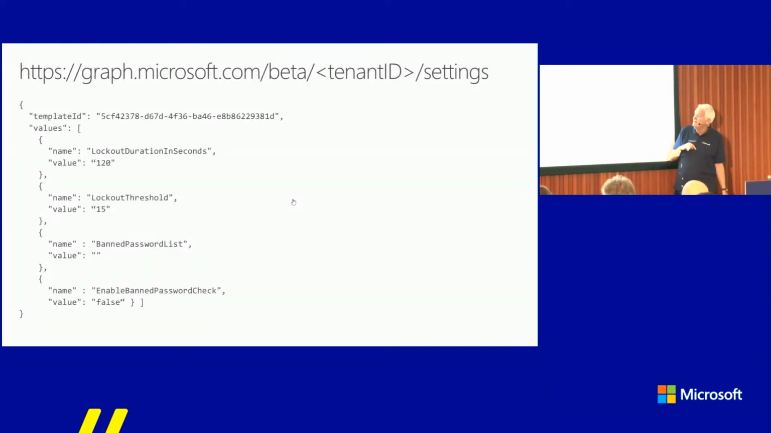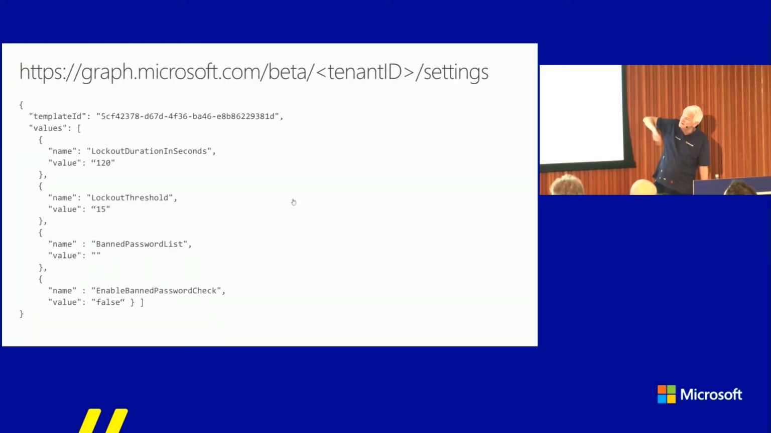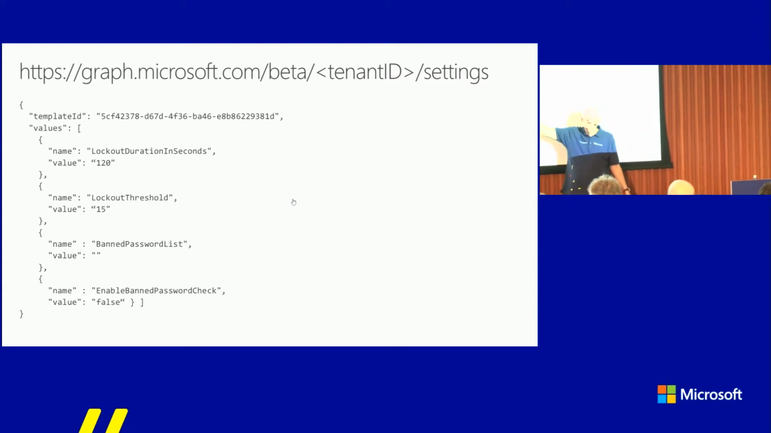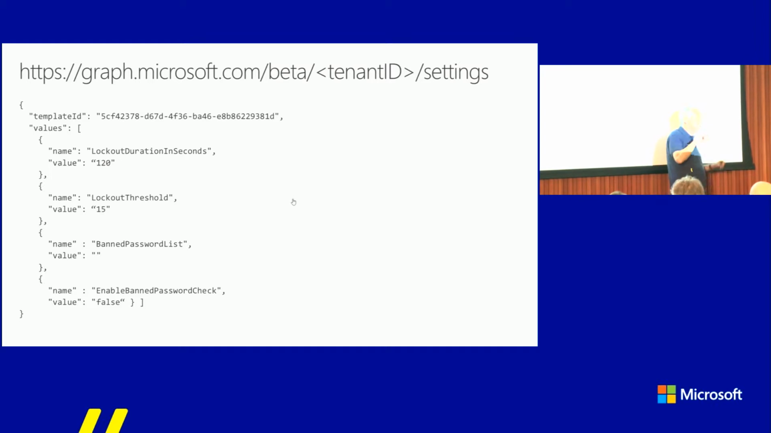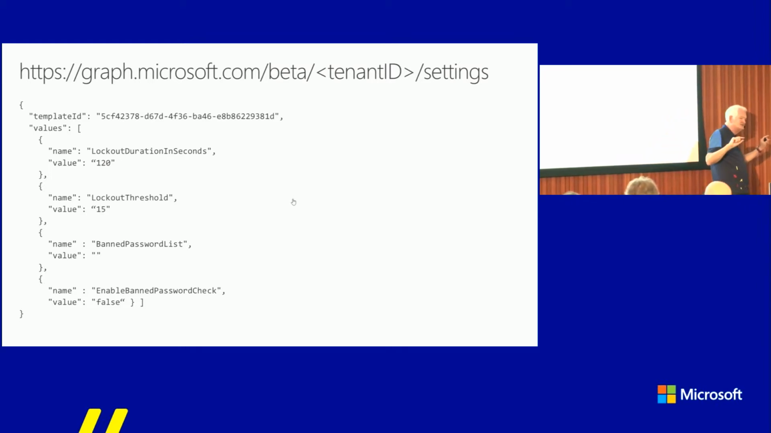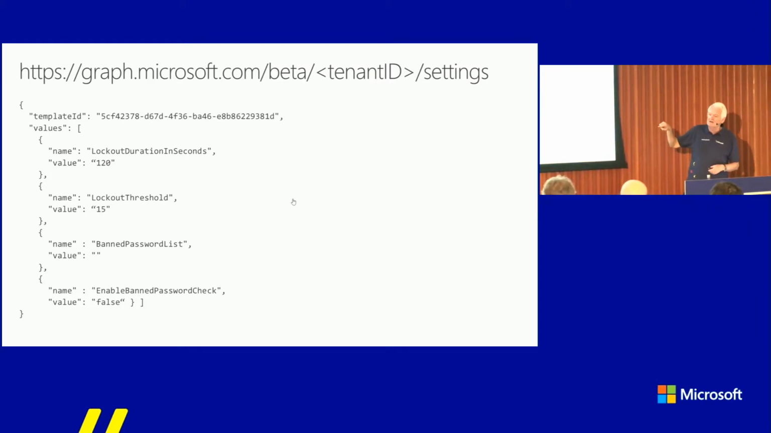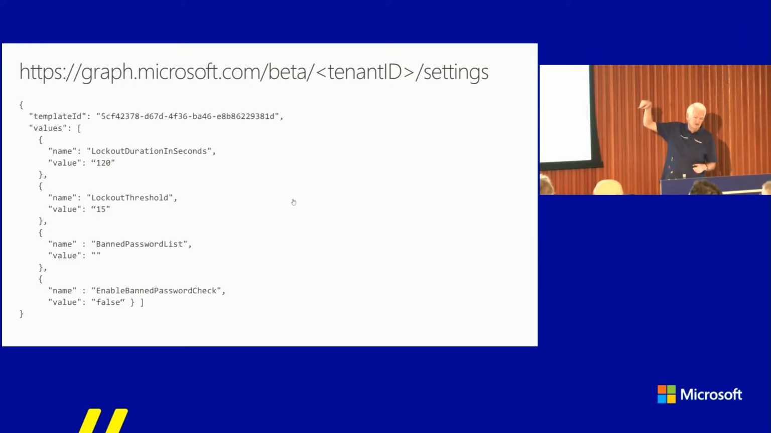And what you've got is a template where you change the lockout duration in seconds and the lockout threshold. It also has the ability to let you set up a banned password list. So if you don't like some passwords to be used in your organization, you can now add a banned password list. To make that change, use Graph. So using the Graph API, plus you need a P2 license to be able to do it. You need administrative capabilities within Azure AD, plus the P2 license.